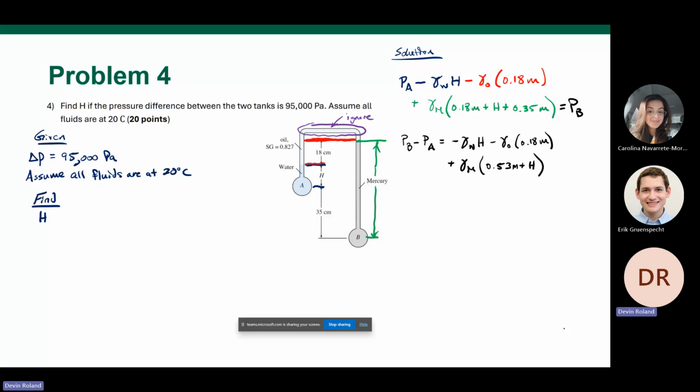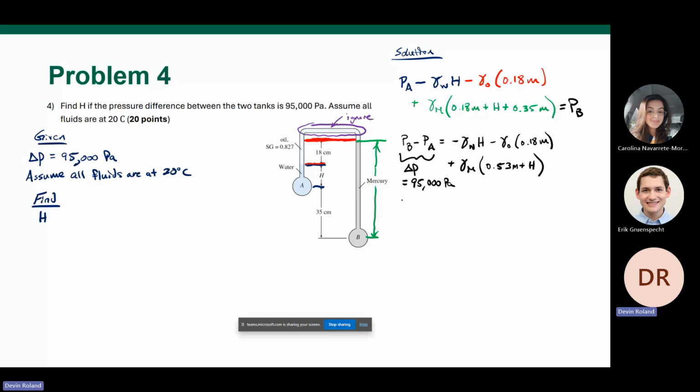So now we can recognize that PB minus PA, this is that delta P that we were referencing earlier. Okay, so this is 95,000 pascals. That's that value. And so if we look at this, then we can say, okay, we have these H terms we want to solve for, but we also have these gamma terms. So how do we find those?